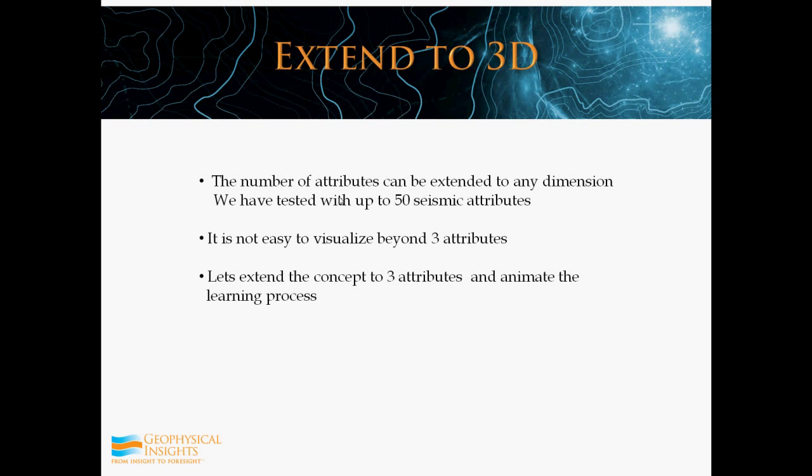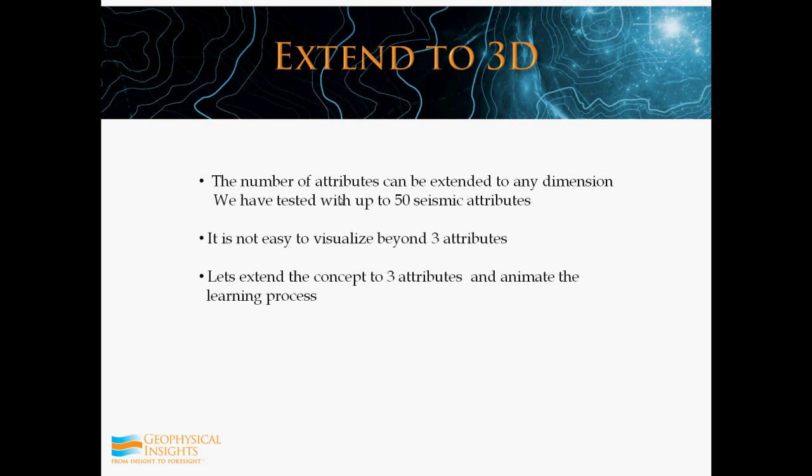So the number of attributes can be extended to any dimension. We have tested up to 50 seismic attributes. As you can imagine, we would not be able to display or visualize that. So if you're wondering why I had to use colors to illustrate that, try to imagine me illustrating 50-dimensional data. It's not easy to visualize beyond three attributes.